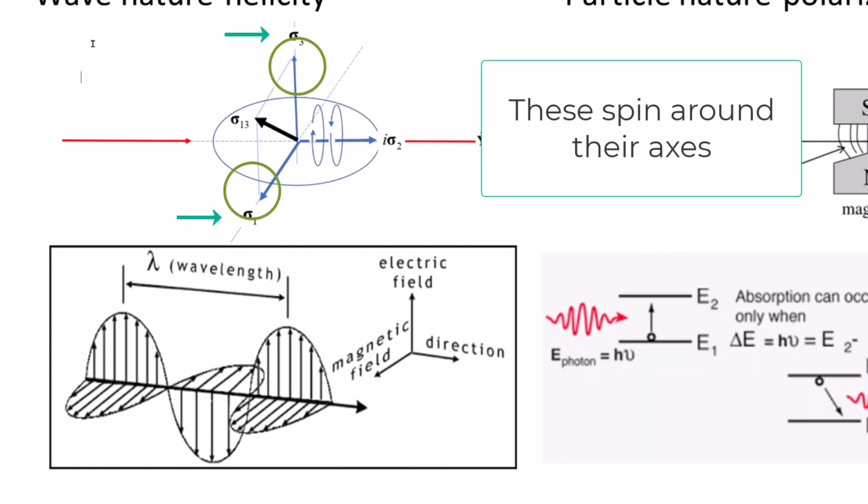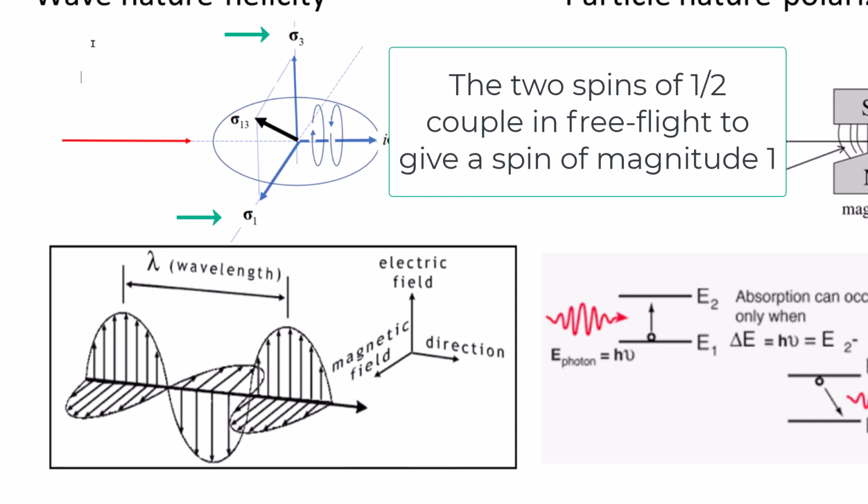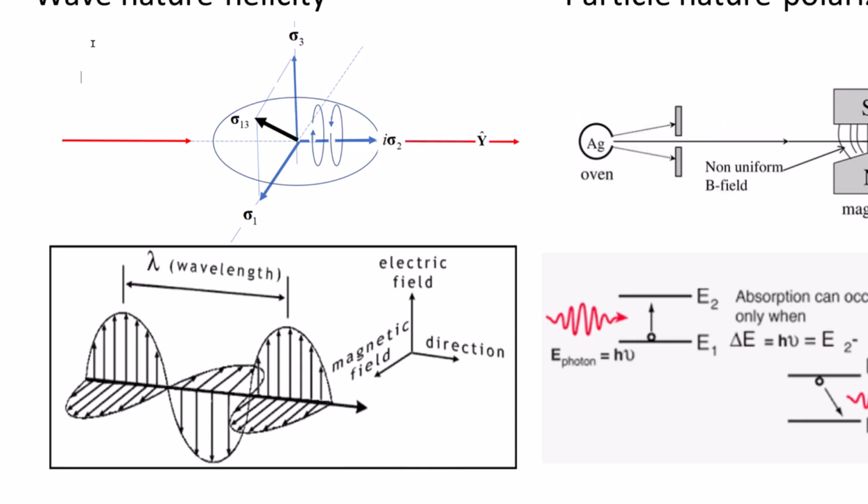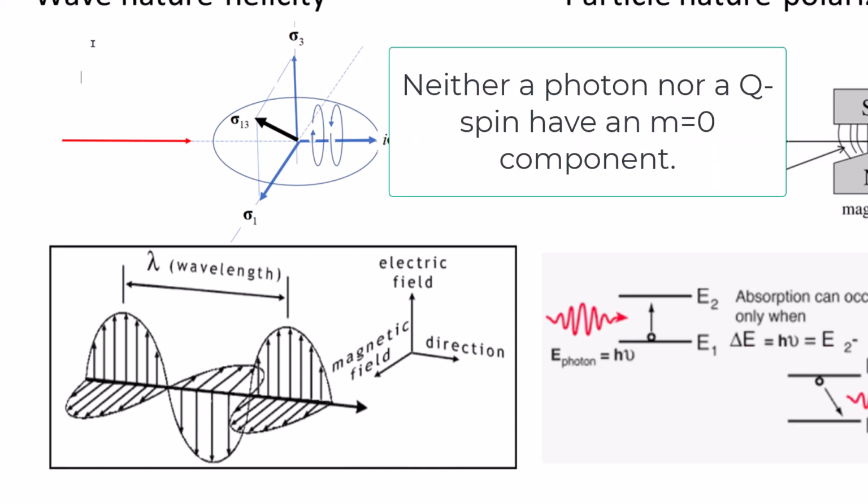In free flight, these two spin axes of 1/2 couple to give a spin of magnitude 1, again like a photon, which has a spin 1 as well. Even more, I will show that this spin 1 has only plus or minus 1 components, and no 0 components, again like a photon.